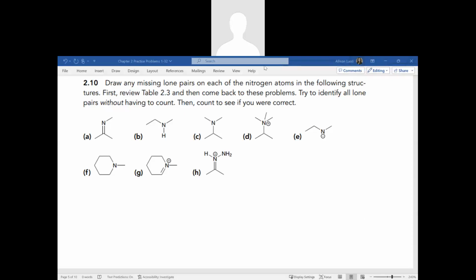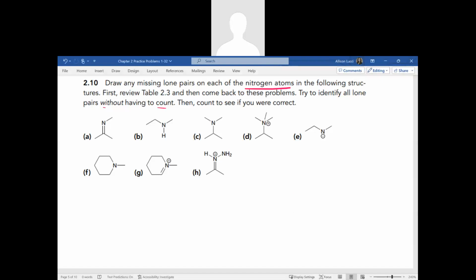In problem 2.9, we were asked to draw any missing lone pairs on oxygen atoms. So in 2.10, we're asked to do a similar thing here, but now with nitrogen atoms. So we'll take a look at all of these compounds, and they tell us to try to do this without having to count. So that means without having to calculate formal charge.